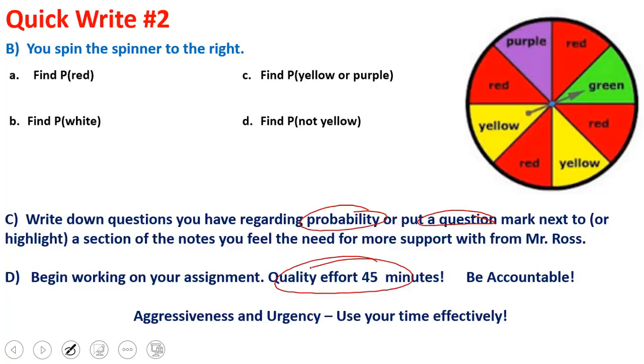Quality effort, 45 minutes. I say it every night. You have the choice. You are 100% in control of everything you do. You have the power. You have the power to be smarter. You have the power to be better. It's what you choose to do with that power. All right? Be accountable. Aggressiveness and urgency, using your time effectively.